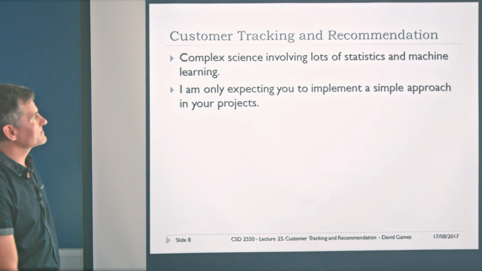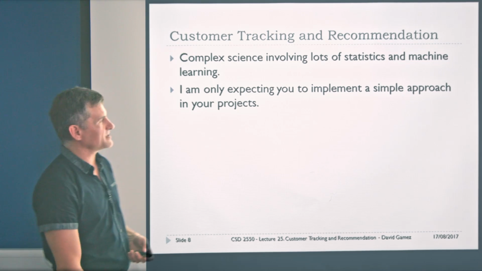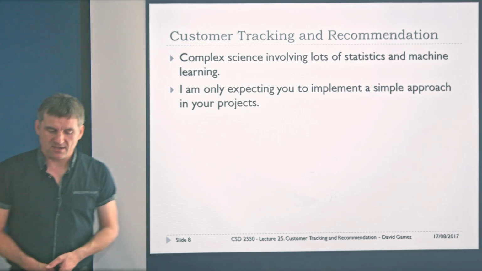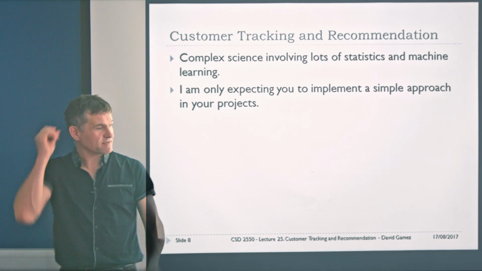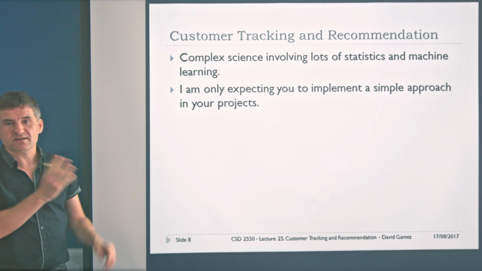We're going to propose to them things that they might want to buy. That's the idea. So customer tracking recommendations, complex science involving lots of statistics and machine learning. I'm not expecting you to do all that statistics and machine learning. If you want to go into data science, then you can make lots of money out of it these days, easily 75, 100K.